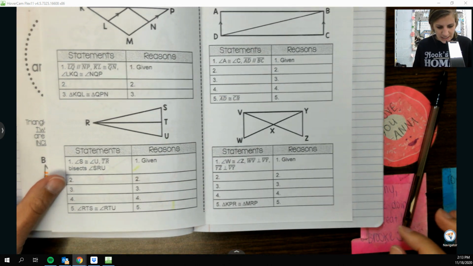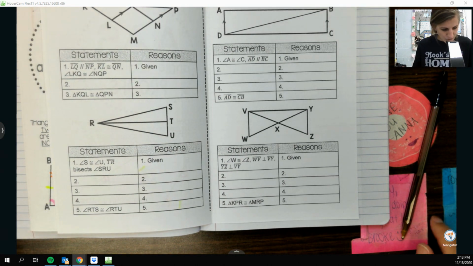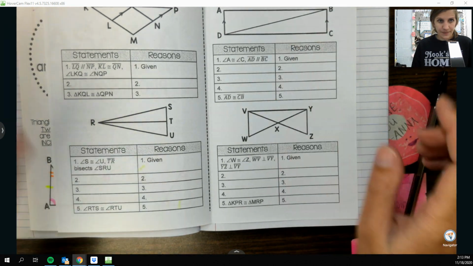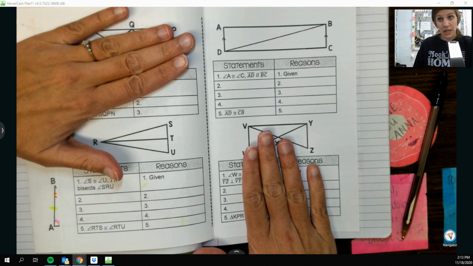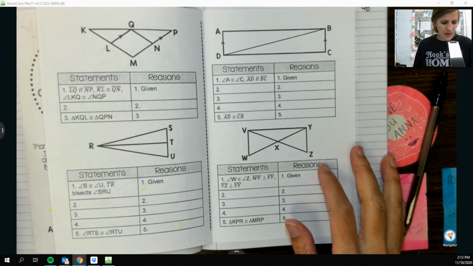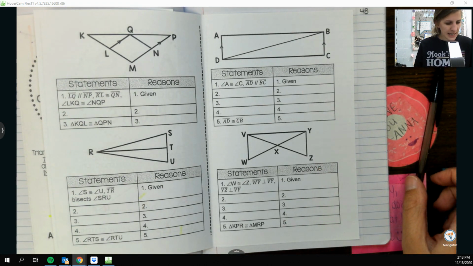So if we take a little look-see here, let us do these two. I promise I'm not going to do the crazy ones. You'll never have to do the crazy ones. It's okay. Alrighty, let's take a little look.